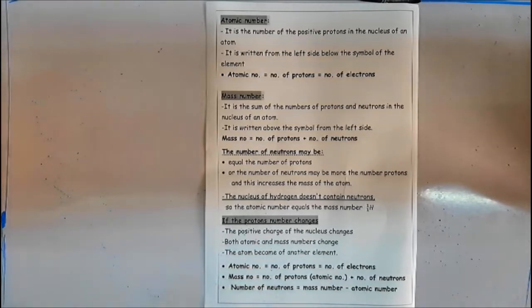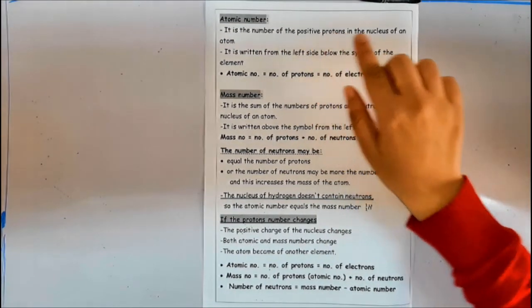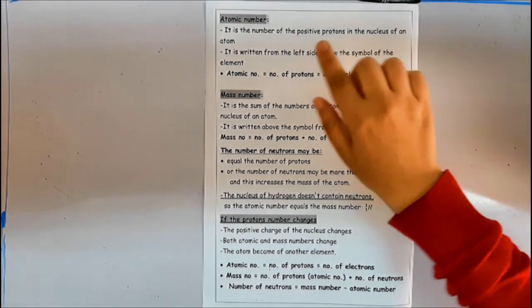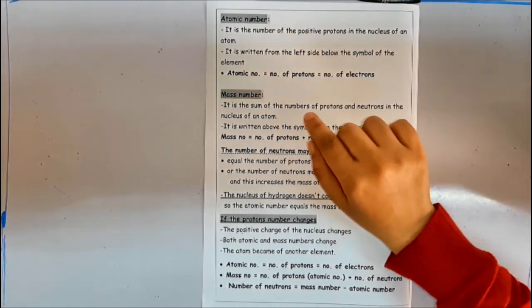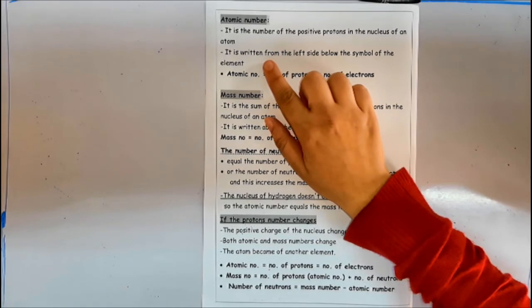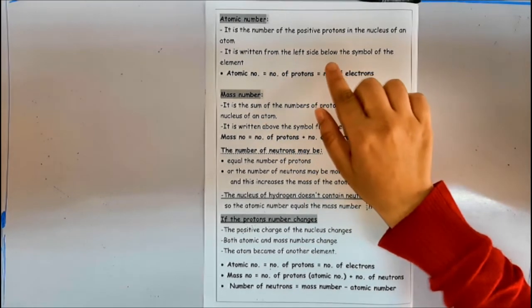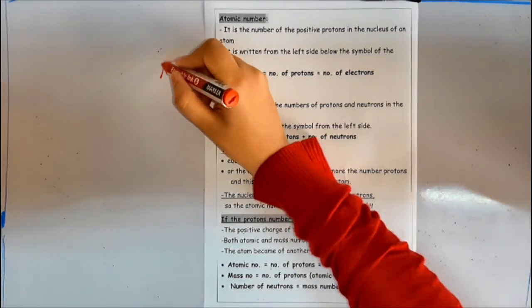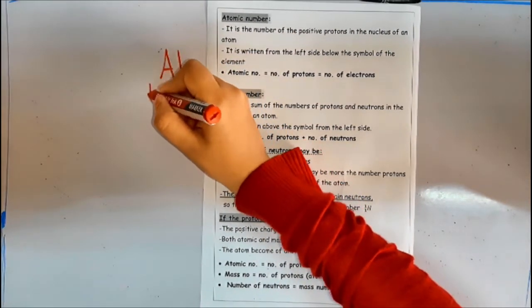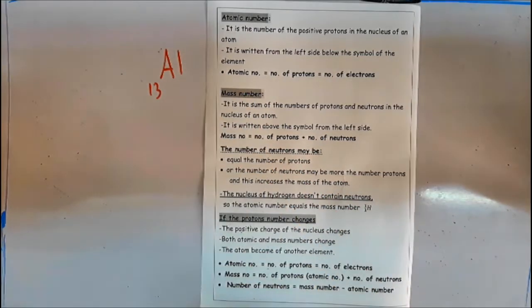Hello my students, we will make a revision about the atomic number and mass number. The number of positive protons in the nucleus, what is it? It's the atomic number. And as I said, it's written from the left side. Do you remember when I wrote aluminum? I wrote like this, 13. This is the atomic number.